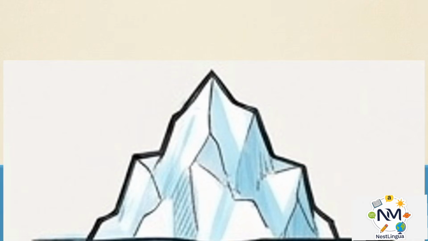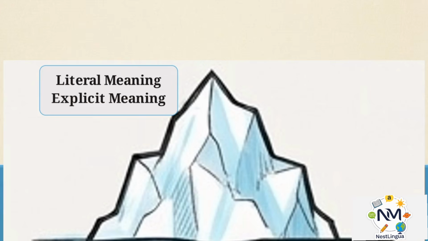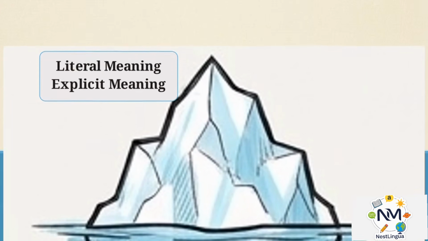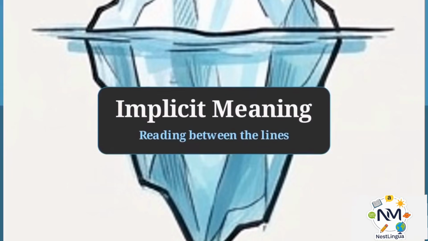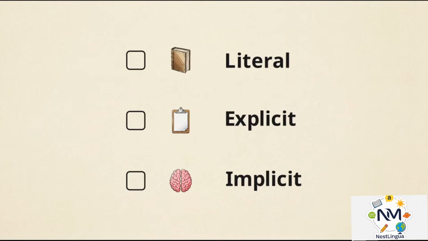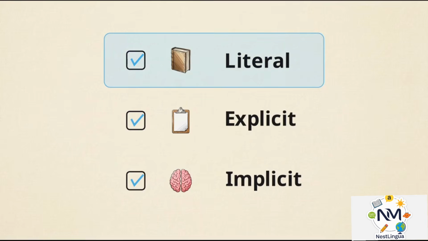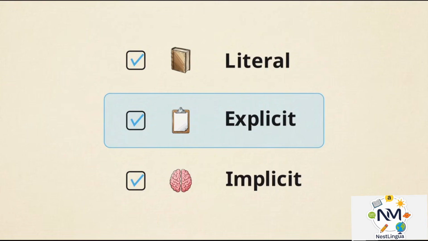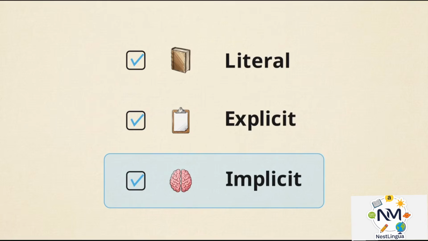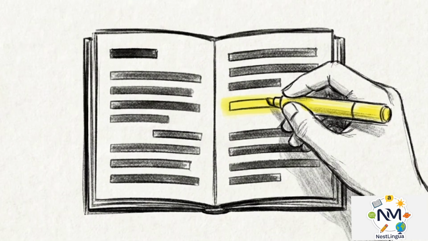A small portion of the meaning is clearly visible above the waterline, the literal and explicit layers. But the majority of what a writer communicates is submerged in the implicit section. To navigate any complex text, you need to master all three layers. We will analyze exactly what the words say, what facts the writer states directly, and how to identify the messages they choose not to write down. Developing this skill provides the precision needed to separate the raw vocabulary on a page from the writer's actual intent.